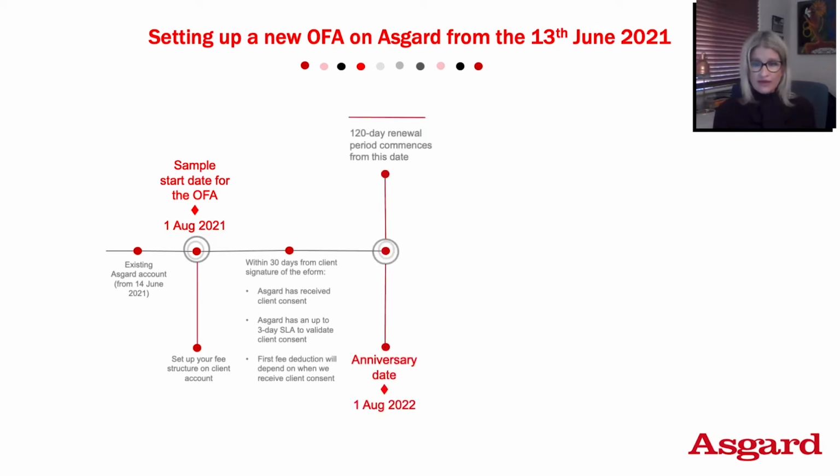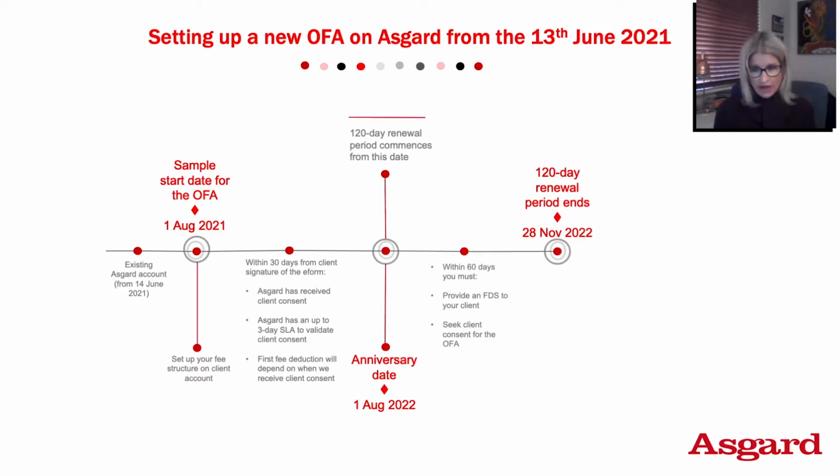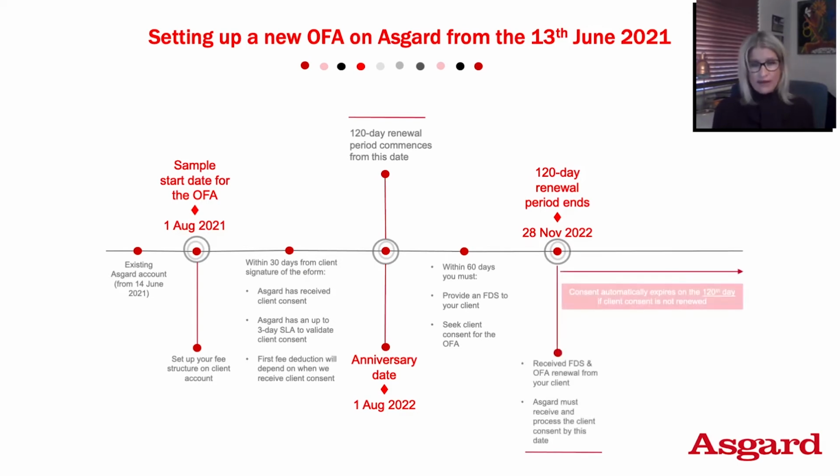The next anniversary date will then be set at the 1st of August 2022, where a 120-day renewal period commences from this date. The advisor will then need to provide the client with an FDS within the first 60 days of the renewal period, and a further 60 days to receive it back and submit the signed fee consent e-form, being by the 28th of November 2022. If this is not actioned following the 28th of November 2022, the consent will then expire.